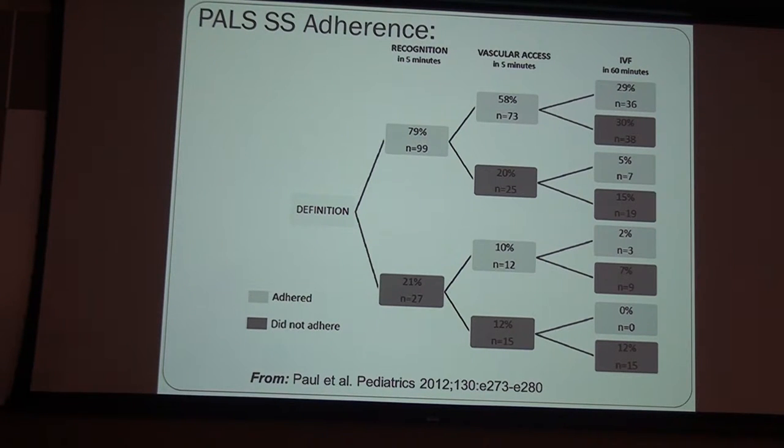And then they looked stepwise at why adherence was so low. And you can see here that in order to be able to give fluids quickly, in order to be able to give 60 per kilo in the first hour, you need to have IV access in 5 minutes, or you need to recognize sepsis in those first 5 minutes. And so you can see here that no patients who had neither recognition in the first 5 minutes nor vascular access in the first 5 minutes, so those are the dark gray, when you're following that chart down, none of those patients ended up getting IV fluids in the first 60 minutes. So each step relies on the prior step. So this emphasizes how important those first 5 minutes can be.